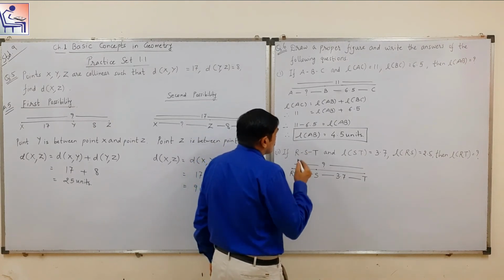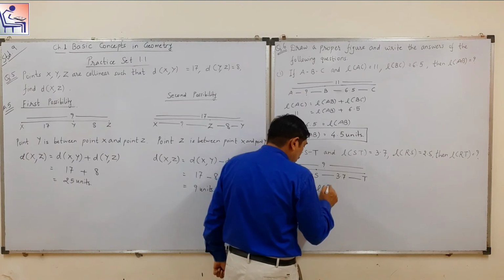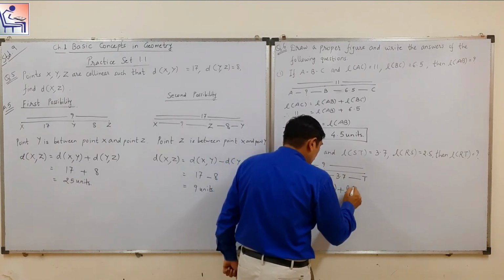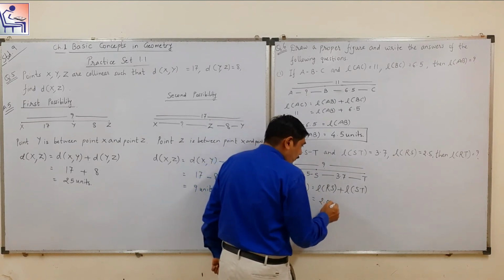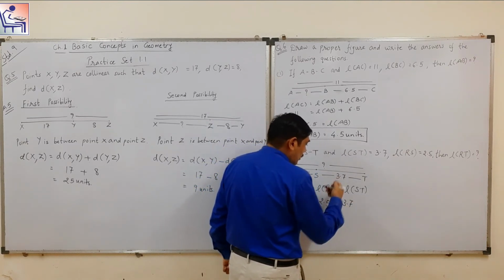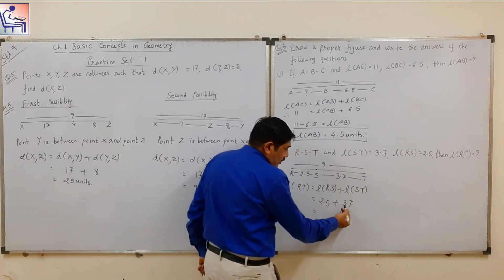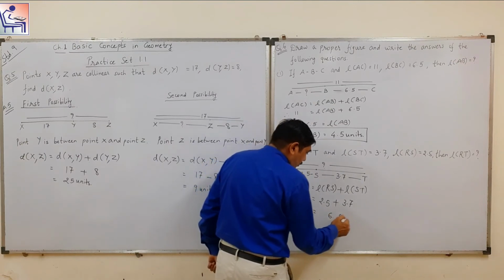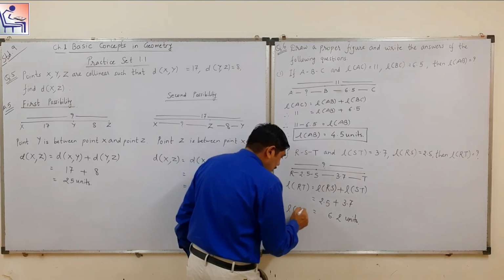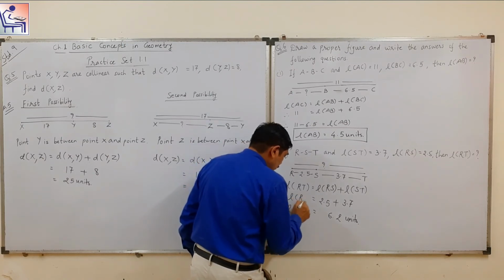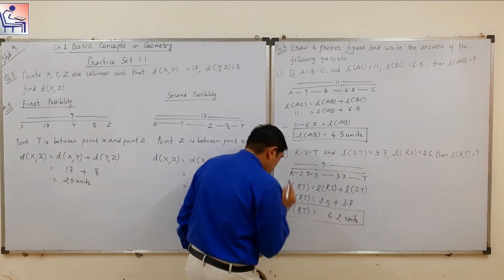Here you know that length RT is equal to length RS plus length ST. Length RS is how much? 2.5. Length ST is 3.7. We can simply add up: 7 plus 5, 12. 1 carry. So 1 plus 3, 4. 4 plus 2, 6. 6.2 units. So we can say that length RT is 6.2 units.